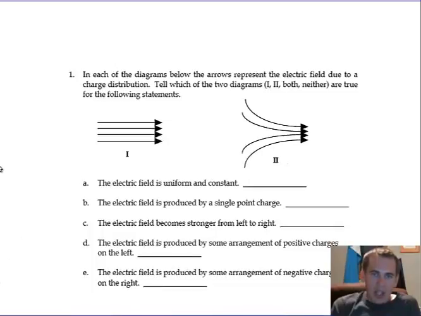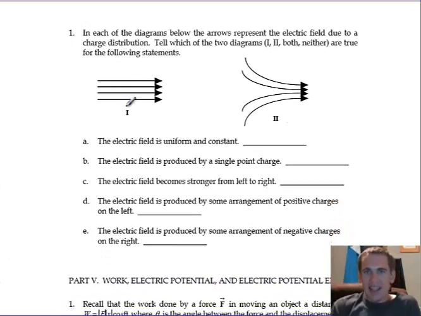Now, finally, an application of electric field lines. In each of the diagrams, we're looking at electric fields. The electric field lines are uniform and constant. Well, that's true of one, but it is not true of two. This is changing. If we draw a line here and a line here and a line here, we have the same number of lines per unit area. If we have lines here, for every area here, they're different.